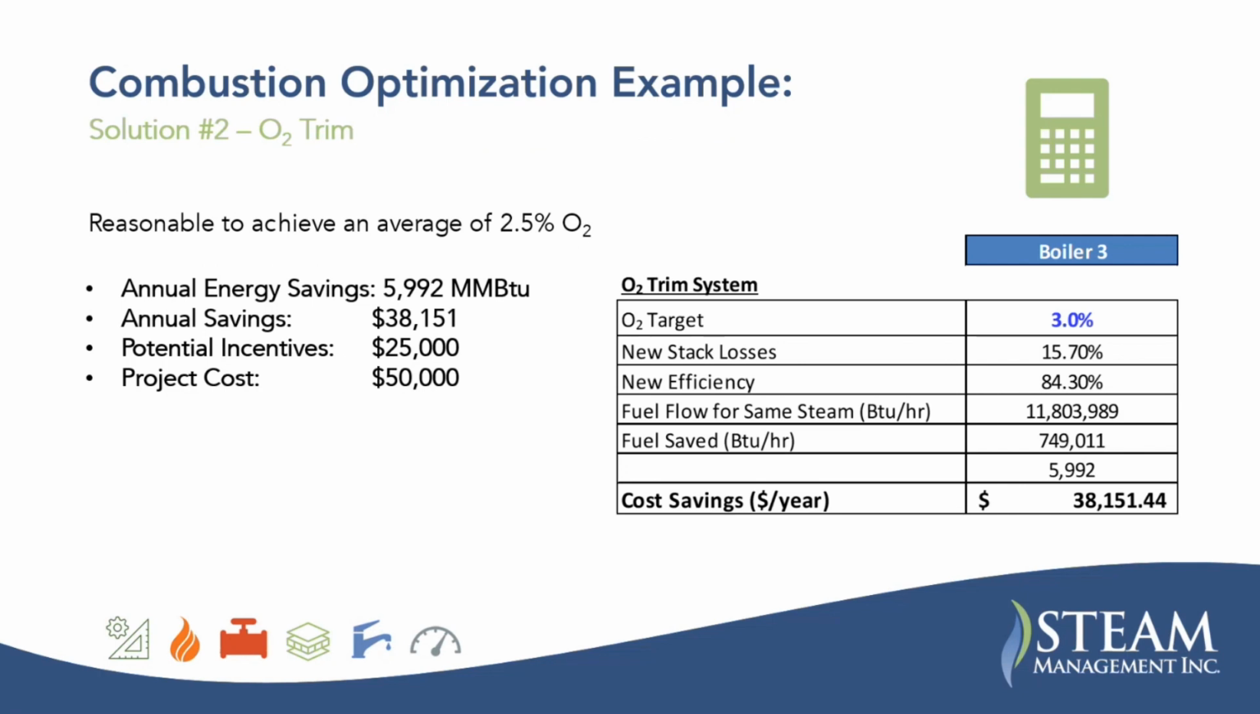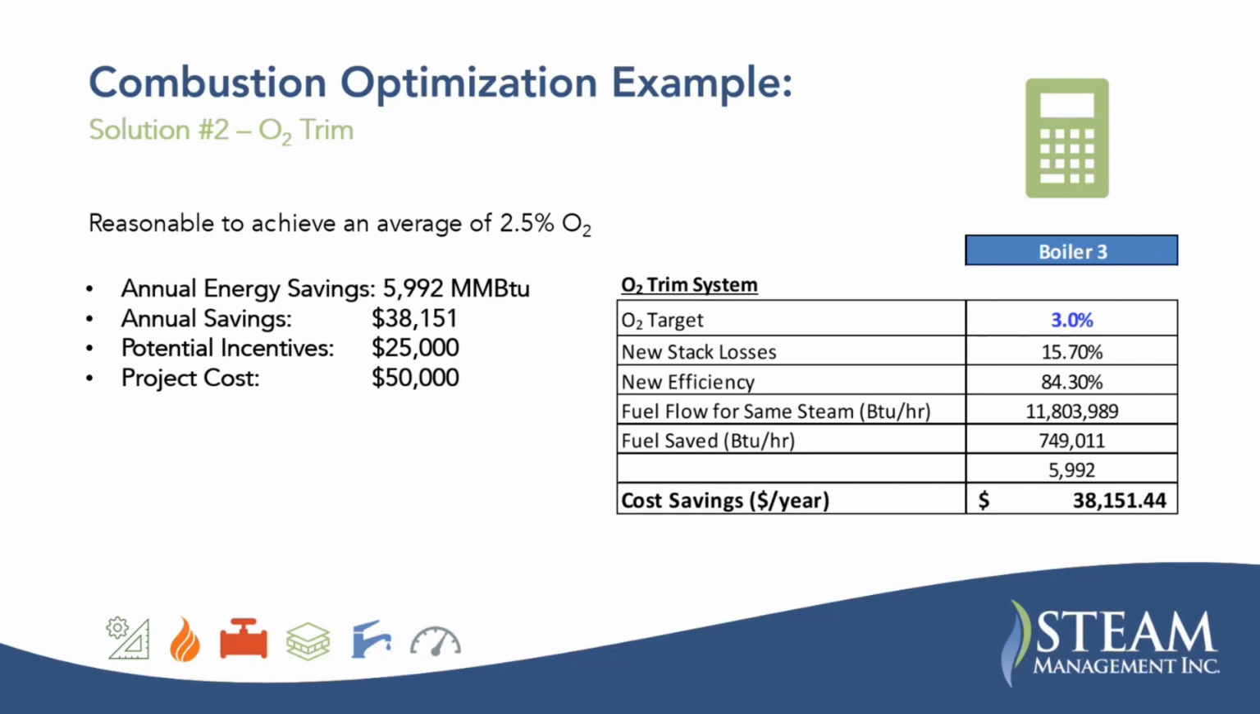Solution 2, we have an O2 trim retrofit. So not a burner replacement, but a retrofit. It's reasonable to achieve an average of 2.5% O2. I'm saying 3% in my calc, but you can really get this dialed in with an O2 trim, and it stays that way, assuming the system's operating without any issues, which it should.